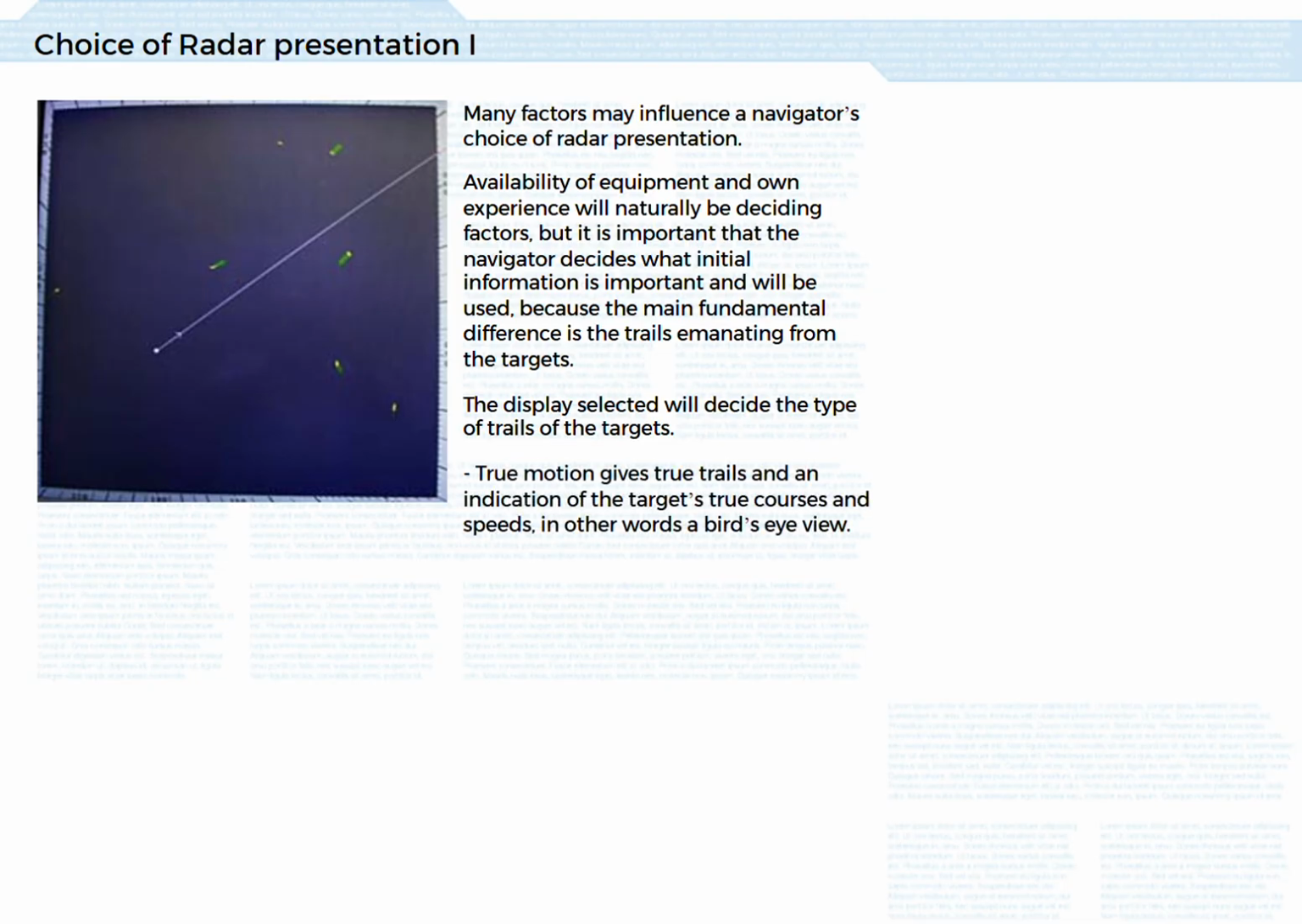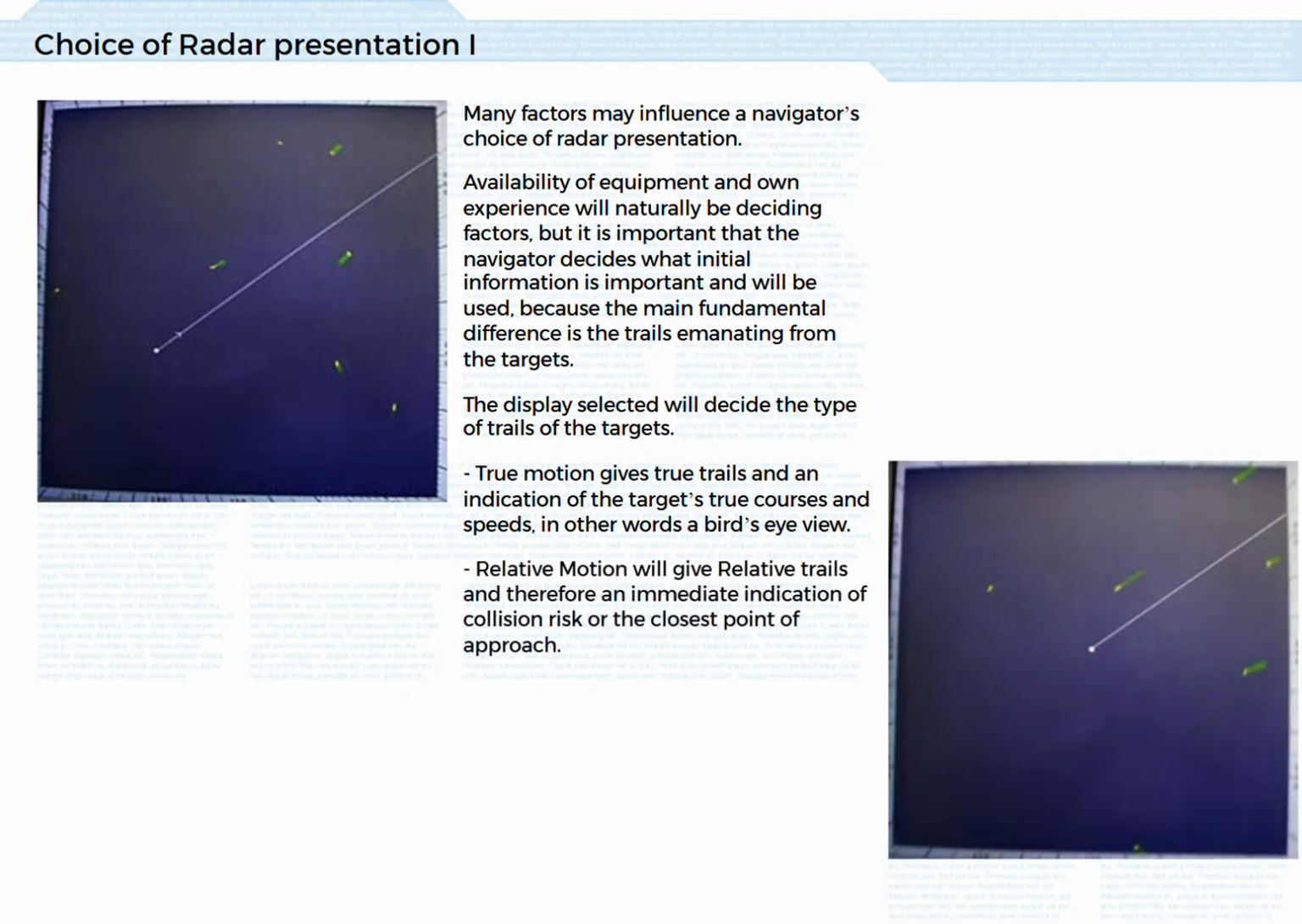True motion gives true trails and an indication of the target's true courses and speeds. In other words, a bird's eye view. Relative motion will give relative trails and therefore an immediate indication of collision risk or the closest point of approach. Otherwise, the picture looks the same, and both give correct range and bearings information.